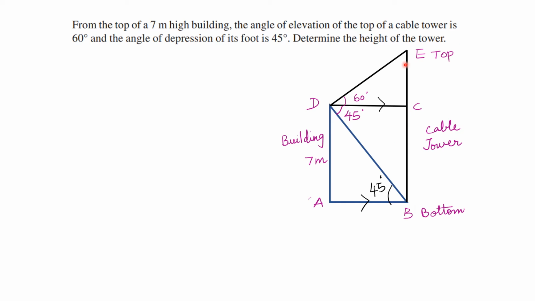This is the tower, right? And if this is 7 meters, this is also 7 meters because this will become a rectangle now, right? Opposite sides are equal. This is 7 meters. So I am going to take CE as X. And we have to find this Y also to find out X. I am making AB as Y. When AB is Y, CD will also be Y because opposite sides are equal in a rectangle.